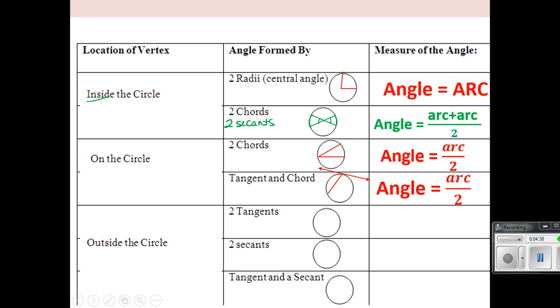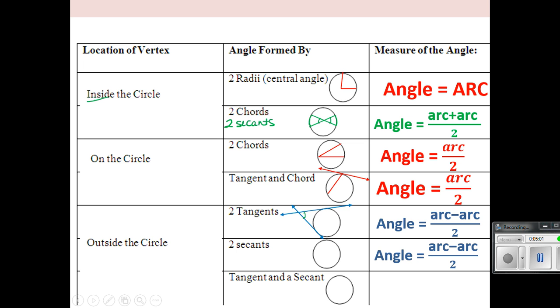The other three that we just talked about were the outside the circle angles. Those are all arc minus arc divided by 2. So if I have this arc, subtract this arc, and divide it by 2, I'll get that angle.